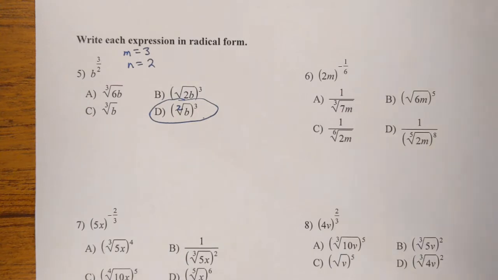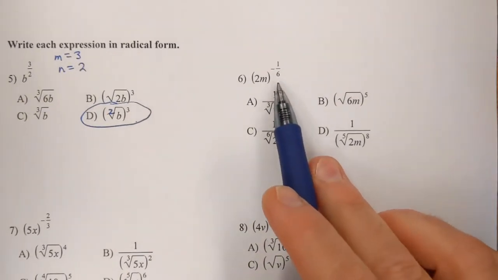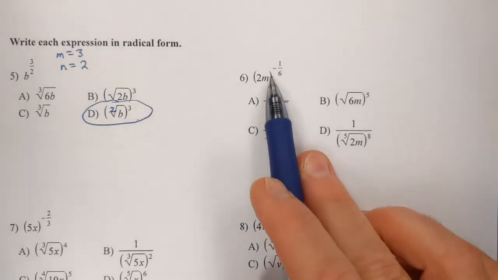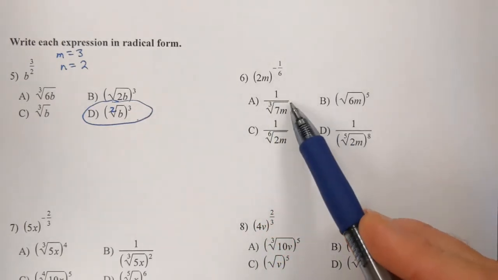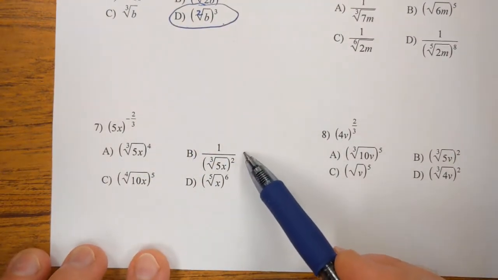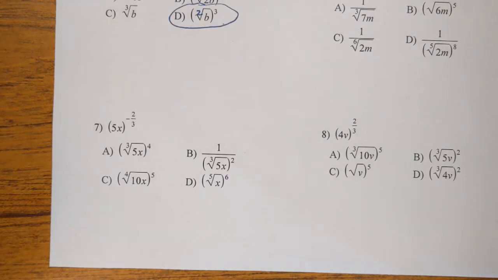The one thing I will caution you on in this section: remember with the negative exponents, you would have to write it as its reciprocal. So I can tell you right now, when you see a negative exponent, the answer is either going to be A or C. Here we see a negative exponent, the answer is either going to be B or D. All right, on to the next section.